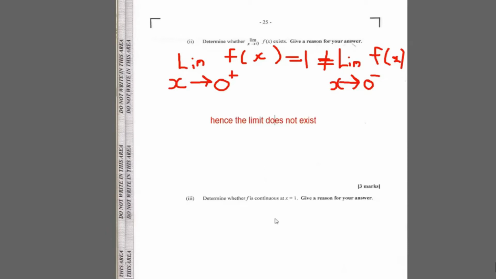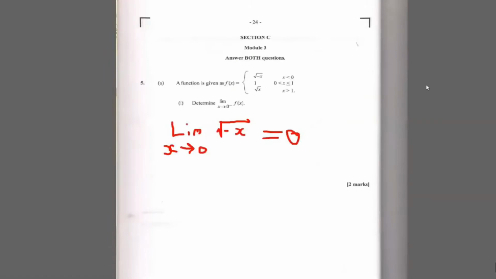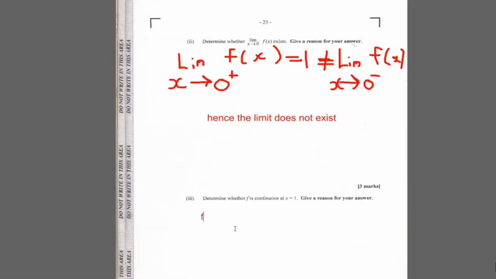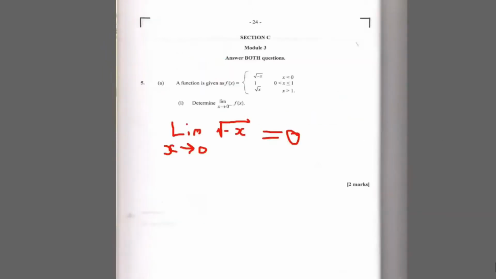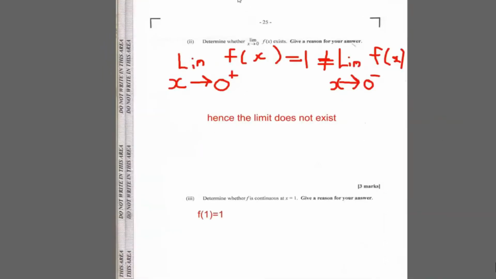Since the limit doesn't exist, it's not continuous. Oh, determine if it's continuous at 1. That's a different question. Okay. To determine if it's continuous at 1, first we need to check if f of 1 is defined. So f of 1 is equal to 1. Now we need to see if the limit as x approaches 1 is the same.